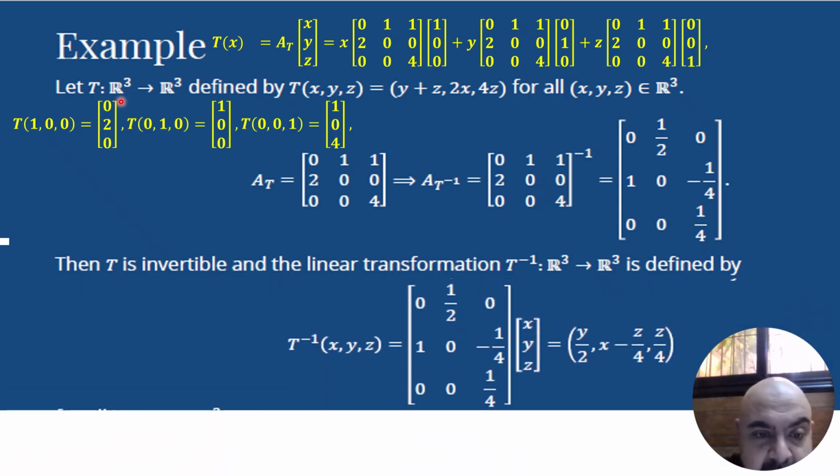For T minus 1, the inverse transform is going to be this linear transformation multiplied in x, y, and z. So instead of having y plus z, it's going to be y over 2. For the second component, instead of having 2x, it's going to be x minus z over 4. And for the last component, instead of having 4z, it's going to be z over 4. In this manner, this transform will move stuff back.